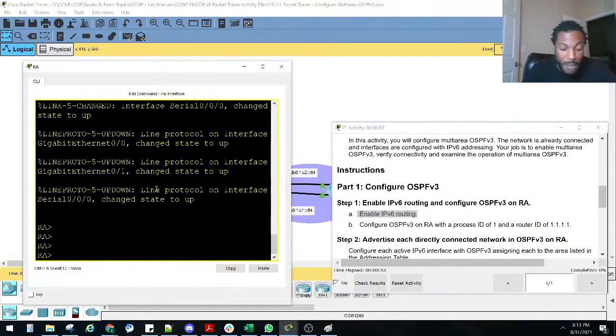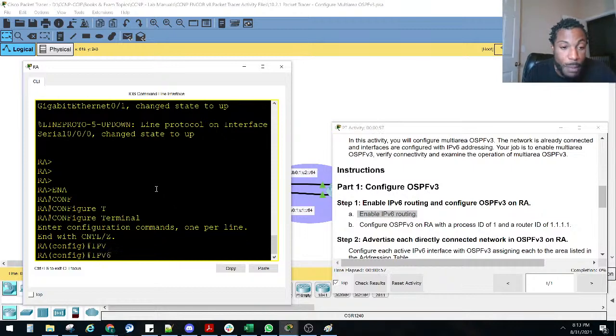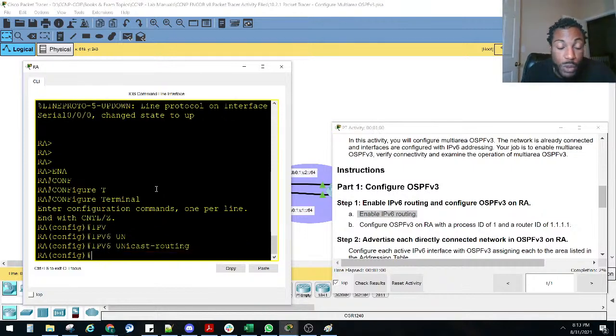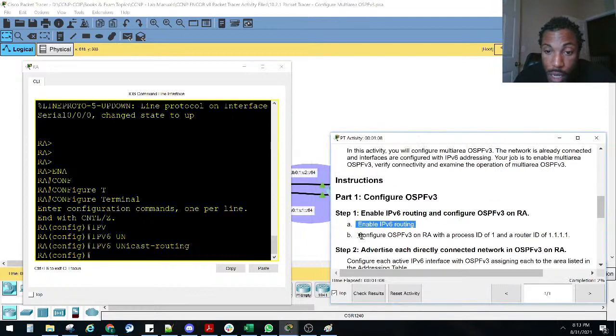You turn on IPv6. We go to global config mode and say ipv6 unicast routing. That enables routing for IPv6, for all the routers. So notice we're at 2% complete. Once we get to 100, we're done.